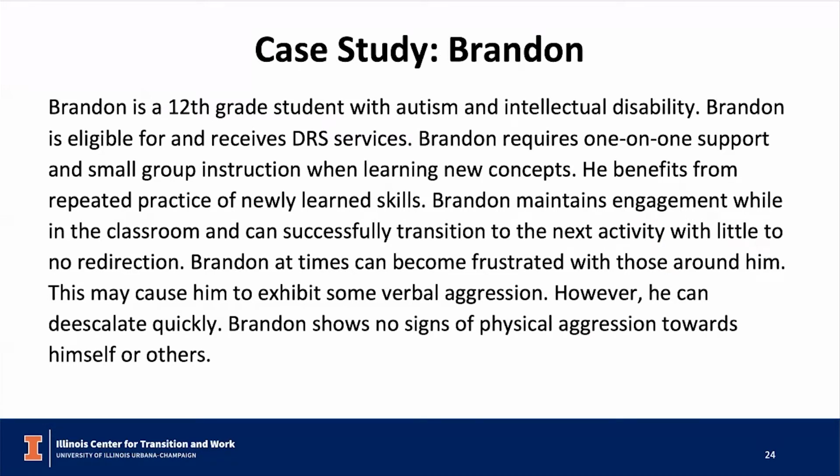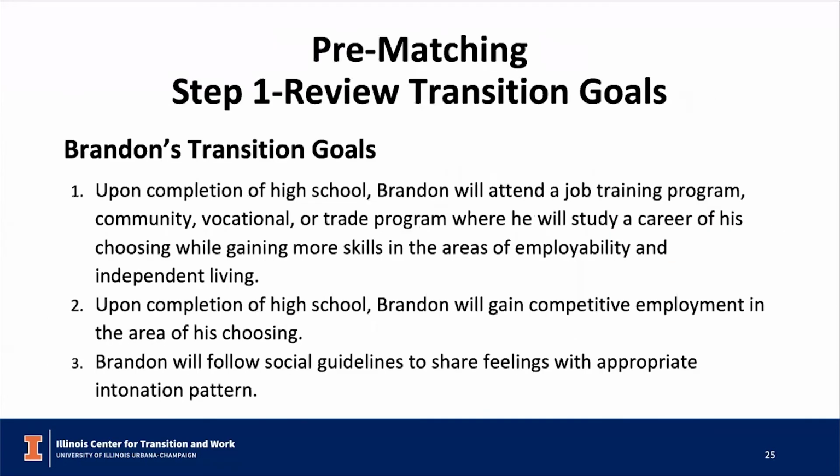He maintains engagement while in the classroom, and he can transition to the next activity with little to no redirection. And at times he can become frustrated with those around him, and this can cause him to exhibit some verbal aggression, but he can de-escalate pretty quickly, and he shows no signs of physical aggression towards himself or others. So this is information you would see in the learner profile, right in the IEP.